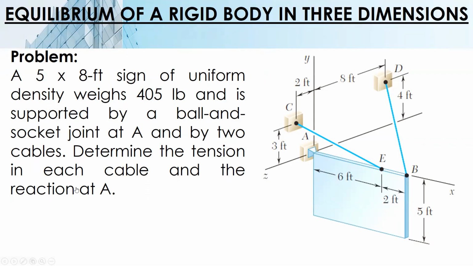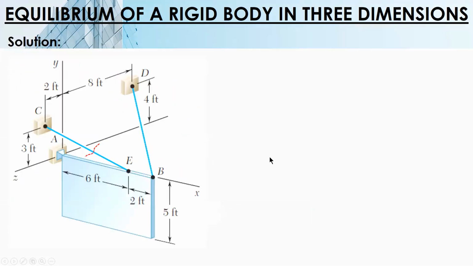Determine the tension in each cable and the reaction at C. Okay. So, cut, and then we have tension in EC. And then also for this one, cut, and then tension BD. And then we have the reaction, ball and socket.